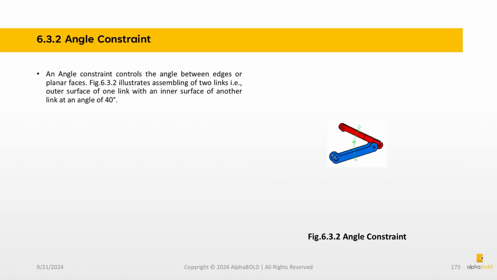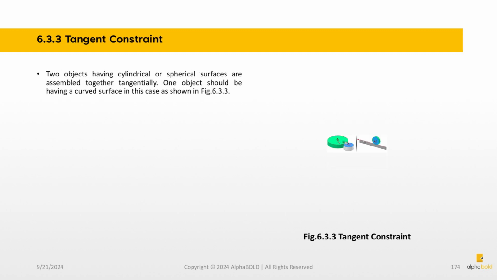An angle constraint controls the angle between edges or planar faces. For example, assembling of two links, such as outer surface of one link with an inner surface of another link at an angle of 40 degrees. Tangent constraint. Two objects having cylindrical or spherical surfaces are assembled together tangentially. One object should be having a curved surface.